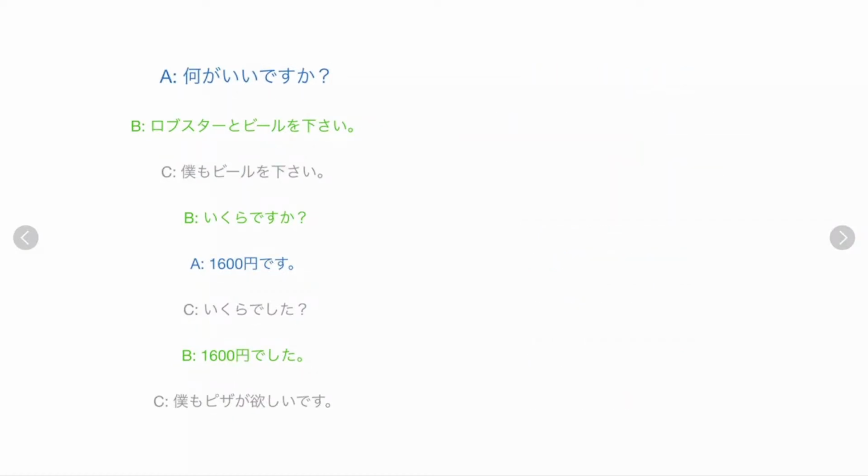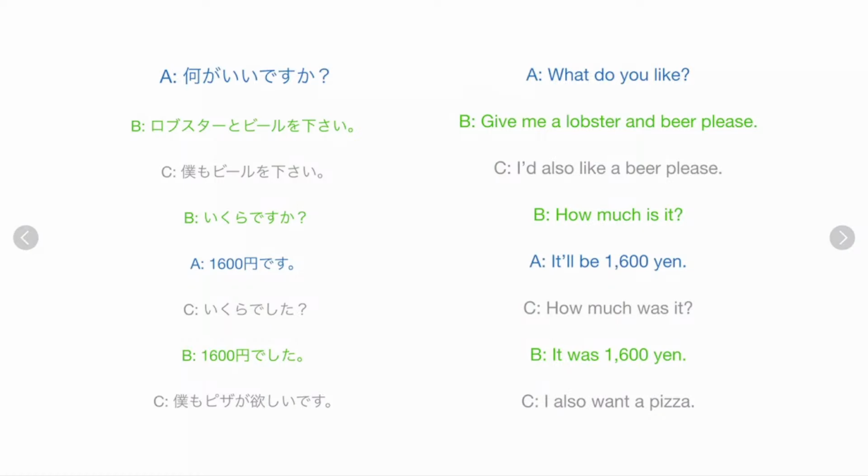Okay? And this is the same conversation with kanji. Lobster and beer, these are words coming from English, lobster and beer. So they're written in katakana. And same thing here with pizza, which is pizza.